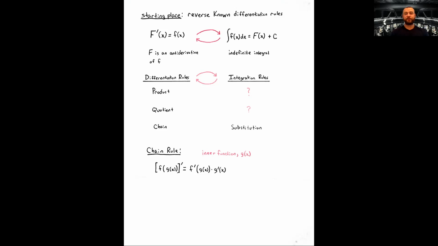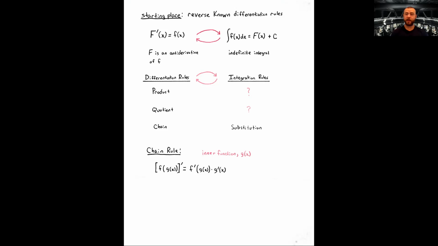Remember, the chain rule deals with ways to differentiate composite functions when you have one function inside another, f of g of x. Be careful, in the brackets there on that left side, that's not multiplication. That's not f times g of x, but rather f of g of x. g of x is plugged inside of the function f.